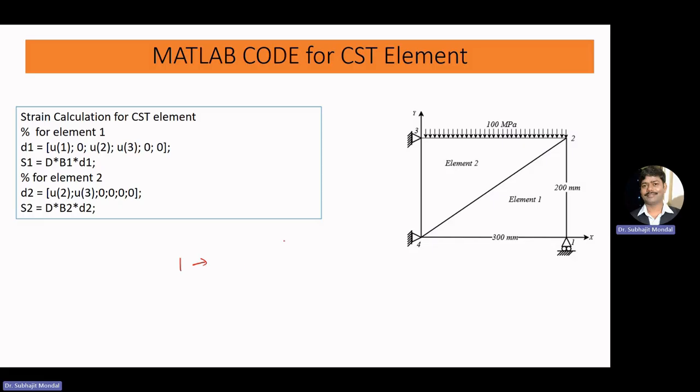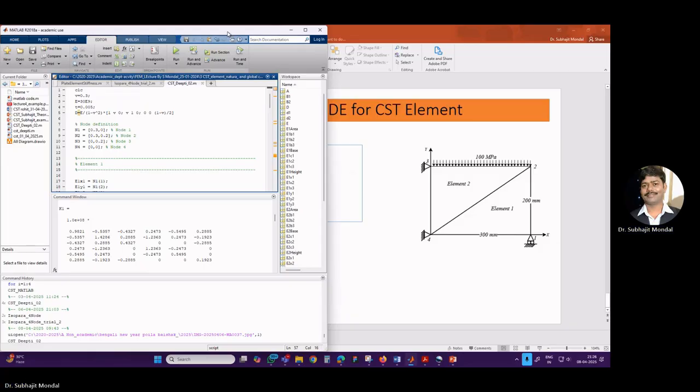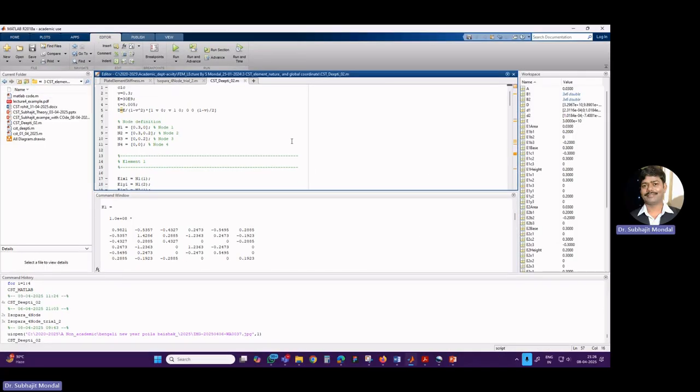In the description section of this video, what you can do, you can directly copy it and paste it. If you run it in MATLAB, you can get the same result. So here you will see how I'm going to run this code in MATLAB. Here, this is the MATLAB code.